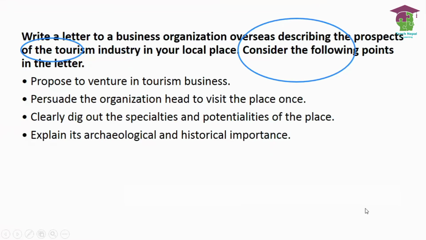Okay, clear. Now you have been given a task for the offense there in your book, in grade 12. Write a letter to a business organization overseas describing the prospects of the tourism industry in a local place. Consider the following points in the letter.